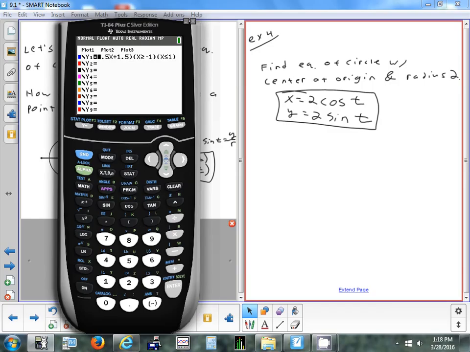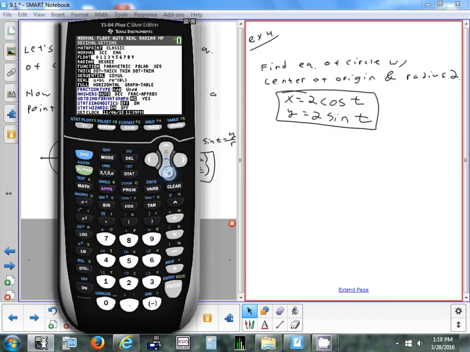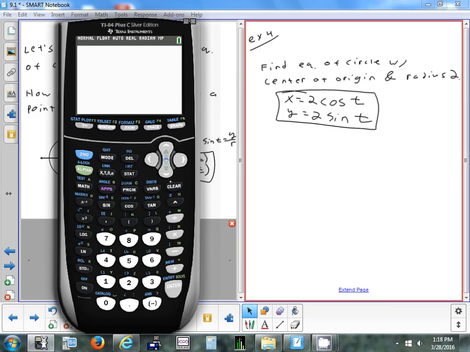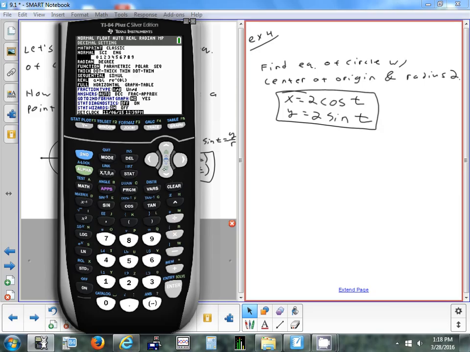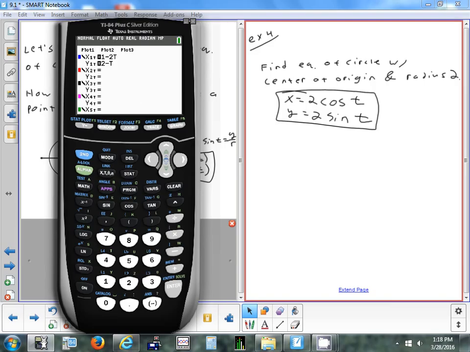Okay, if you switched over to function, you got to go back to parametric for this. All right, so we got 2 cosine t and 2 sine t. All right, what should I set for a, let's start with a window. We have a circle, radius 2, centered at the origin. Yeah, I'd say -3 to 3 on each axis.